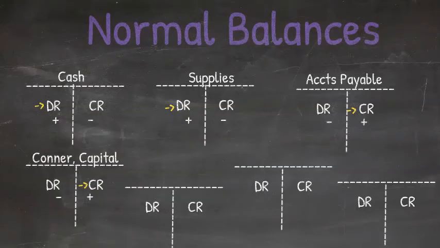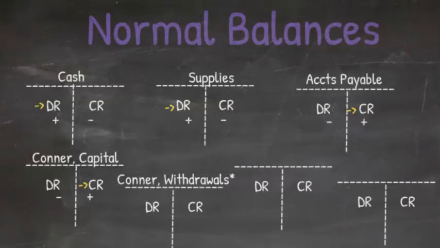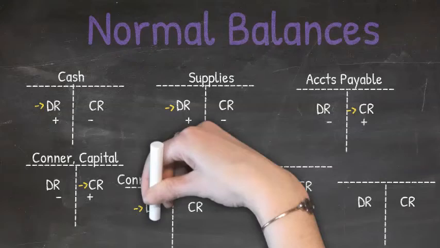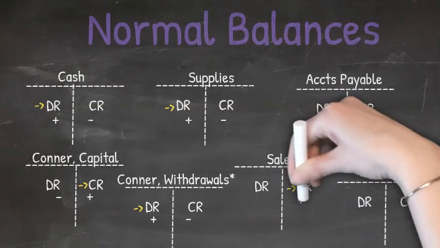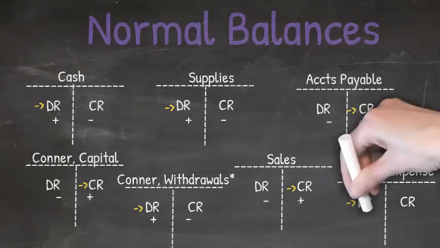The withdrawals account is a negative equity account. It's a contra account, so its normal balance is on the debit side. To increase withdrawals, you debit it. To decrease it, you credit. Sales is a revenue account that increases equity. Its normal balance is a credit, so you increase it on the credit side and decrease it on the debit side. Utilities expense decreases equity, so its normal balance is a debit. You increase on the debit side and decrease it on the credit side.